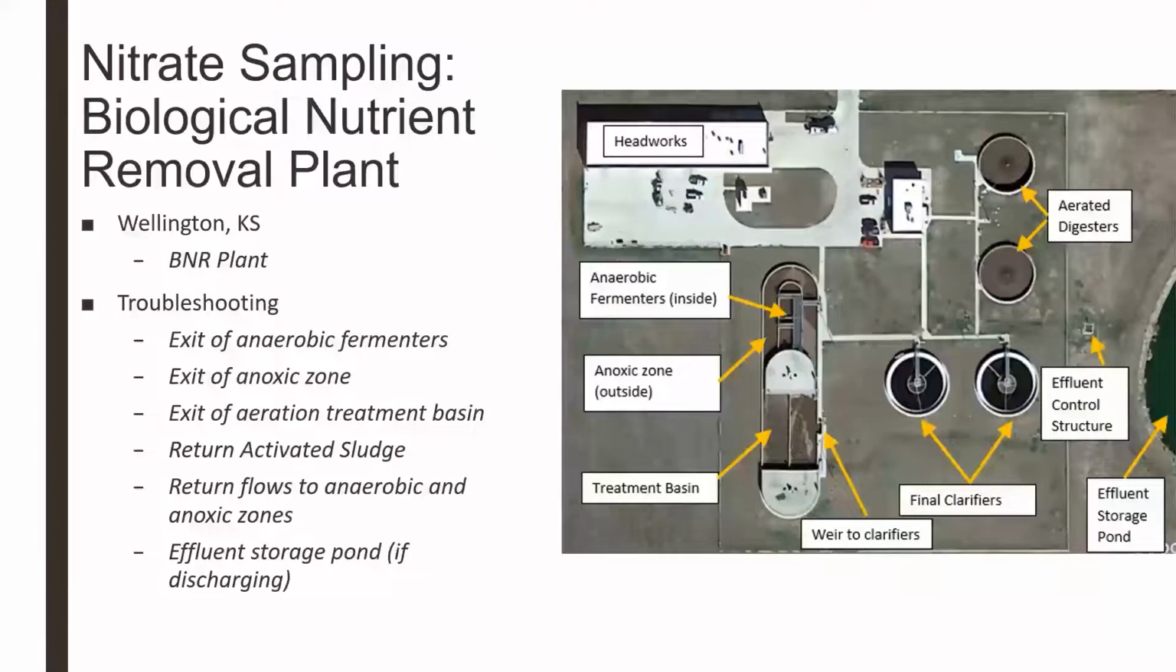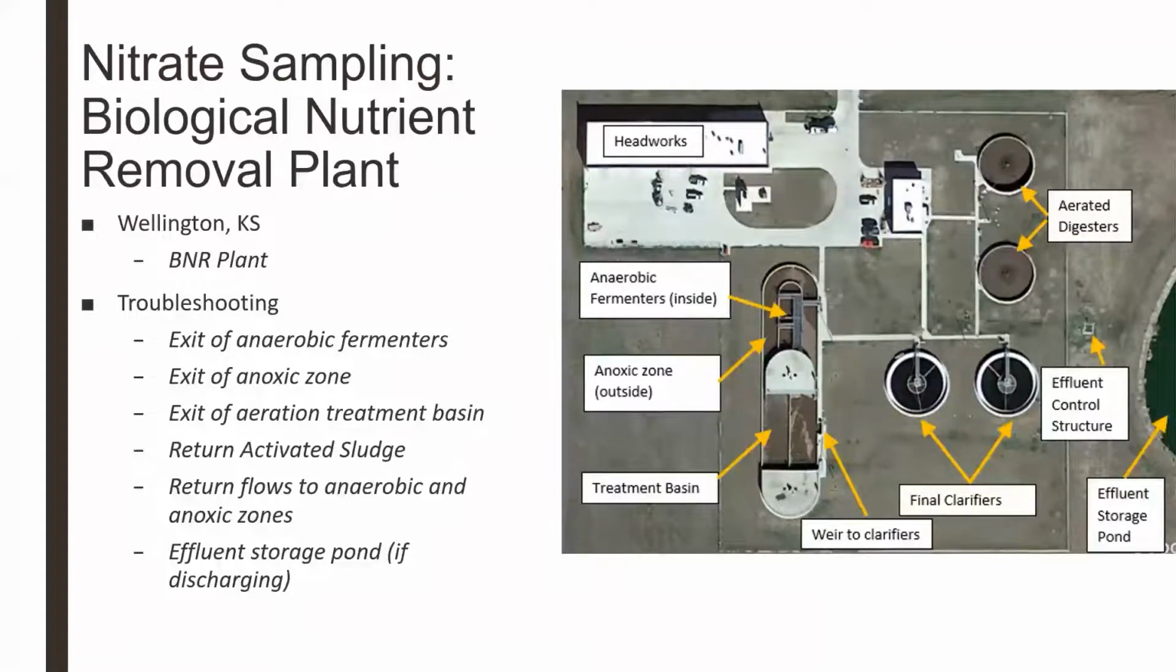You'll also want to be looking at the return activated sludge, the levels of nitrate in that. This is particularly important if some of that return activated sludge is going to the anaerobic zone, which in many plants it may be, because that can interfere with your biological phosphorus removal efforts. Finally, you want to look at those return flows to the anaerobic zone and the anoxic zone.